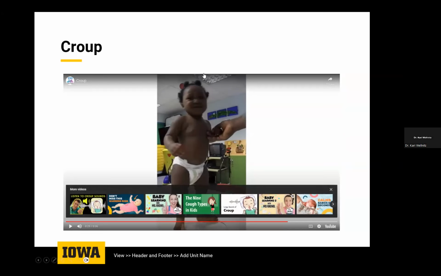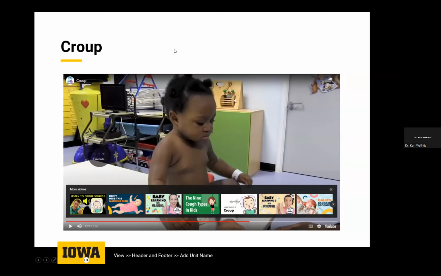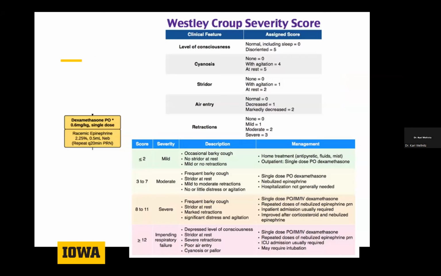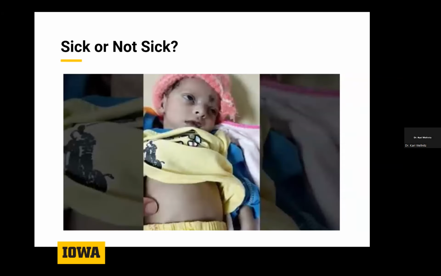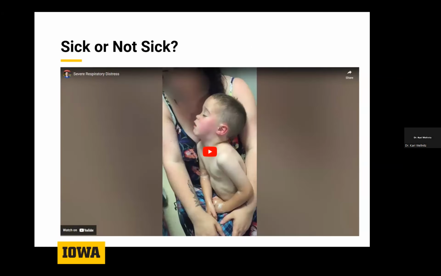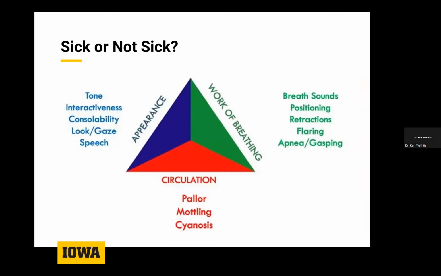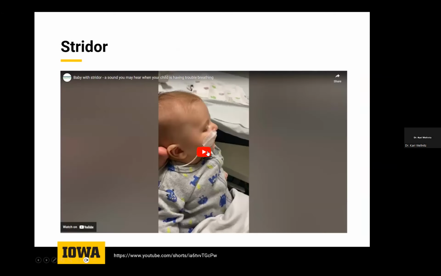Yeah, and so you can sort of get a sense of what that barky cough is like. And then the stridor, I think, was the other one that was key.